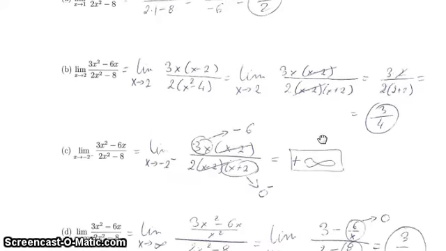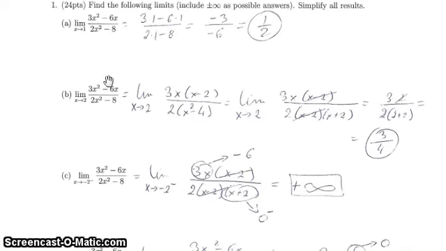Part B, limit as x approaches 2 of the same function. If you replace x with 2, you get 0 divided by 0, so you have to simplify your function before evaluating the limit. You factor the numerator and the denominator, and then we notice that there is a common factor in the numerator and the denominator, x minus 2. You simplify, and then you plug that 2 in, and you get 3 over 4.